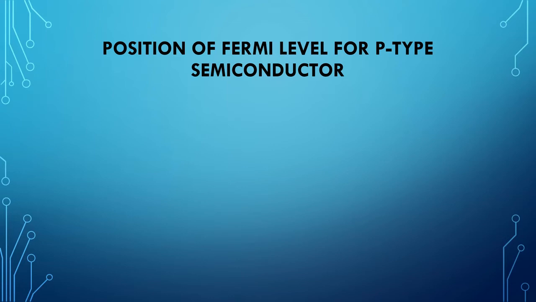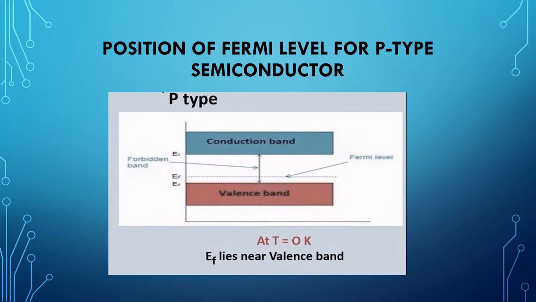So now we see the position of Fermi level for p-type semiconductor. This is the energy band diagram, or the position of Fermi level for p-type material. This is the conduction band, this is the valence band. We know the gap between the conduction band and valence band is called the forbidden band gap or energy gap, which is different for germanium and for silicon.